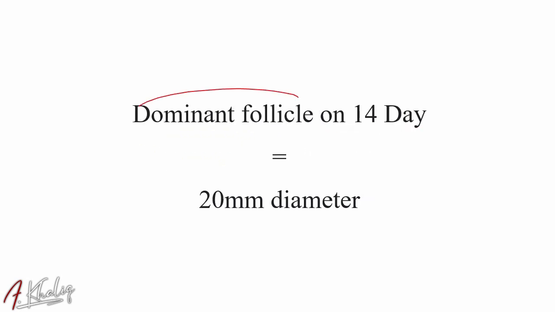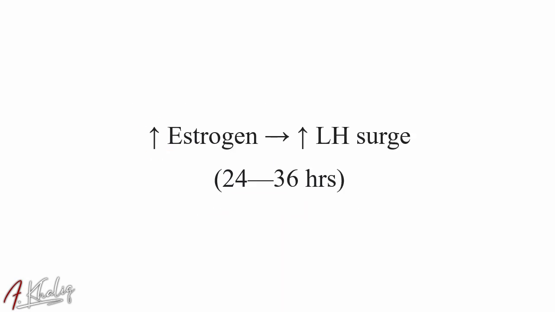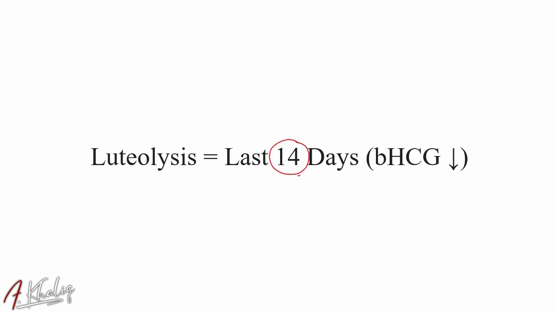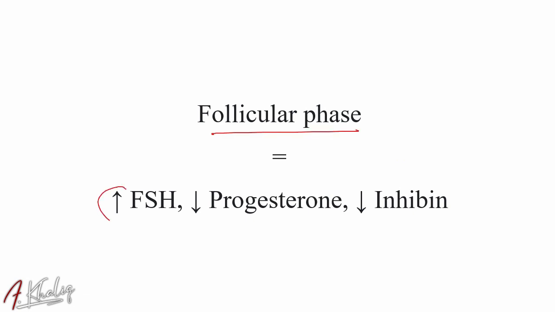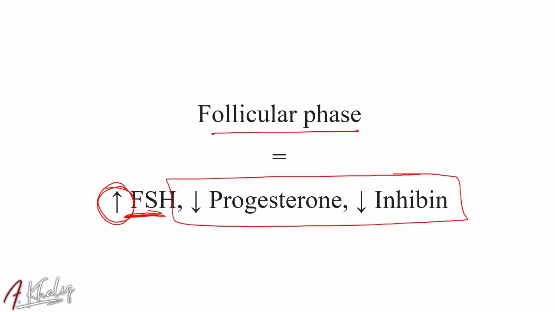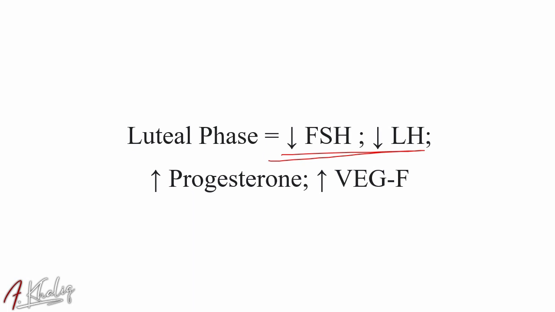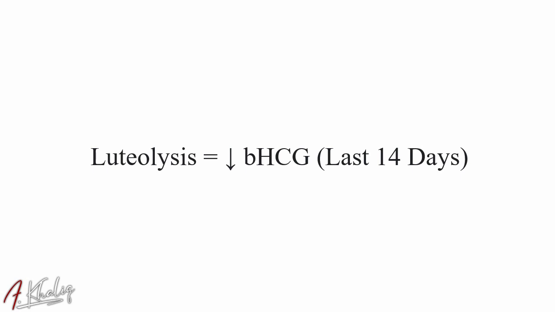On the 14th day, you're going to see the dominant follicle, and that measures 20 millimeters in diameter. High estrogen is going to increase the LH surge, and this is going to take 24 to 36 hours. Luteal is defined as the last 14 days where there's a decrease in the beta HCG concentration. In the follicular phase, you're going to have increased FSH and decreased progesterone and inhibin. In the luteal phase, you're going to have decreased FSH and LH and increased progesterone and VEGF. As I already said, in the luteal phase you're going to have decreased beta HCG, and this is going to happen in the last 14 days.